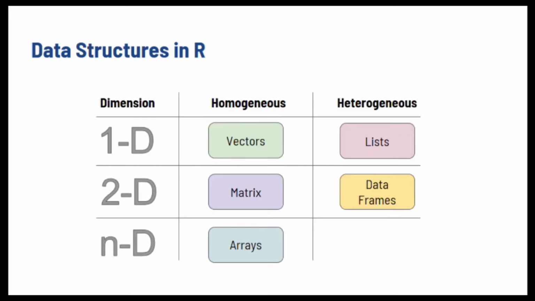Before we discuss each one individually, let's have a quick look at this table. We have two categories when talking about data structures: homogeneous and heterogeneous. The homogeneous data structures contain similar types of data, such as integers or double values. Homogeneous data structures are used in matrices as well as vectors and arrays. The heterogeneous data structures, on the other hand, contain non-similar types of data. Heterogeneous data structures are used in lists and data frames.